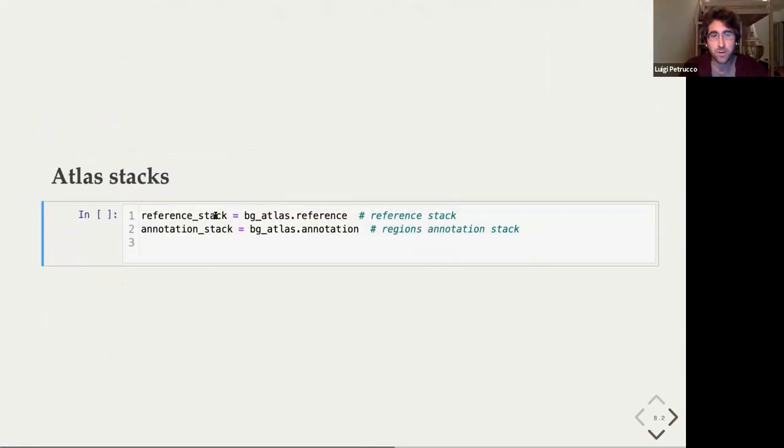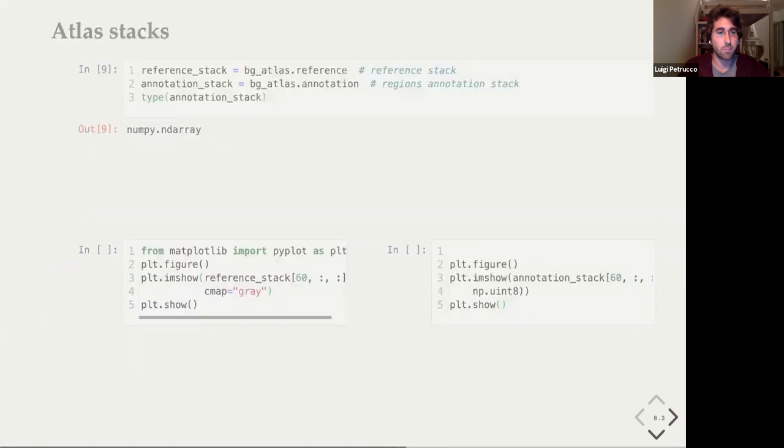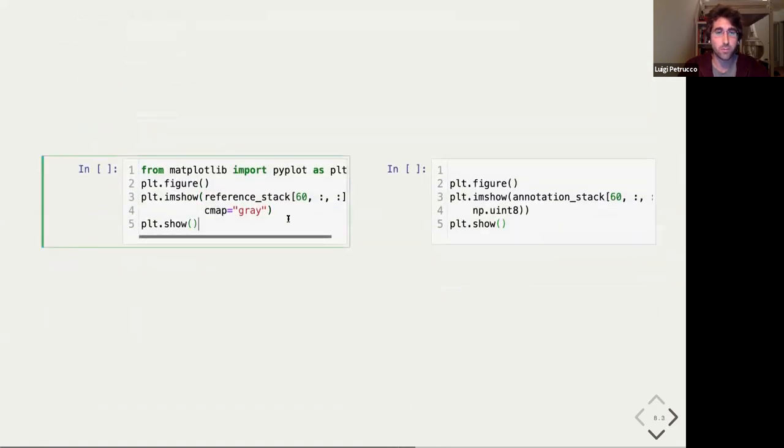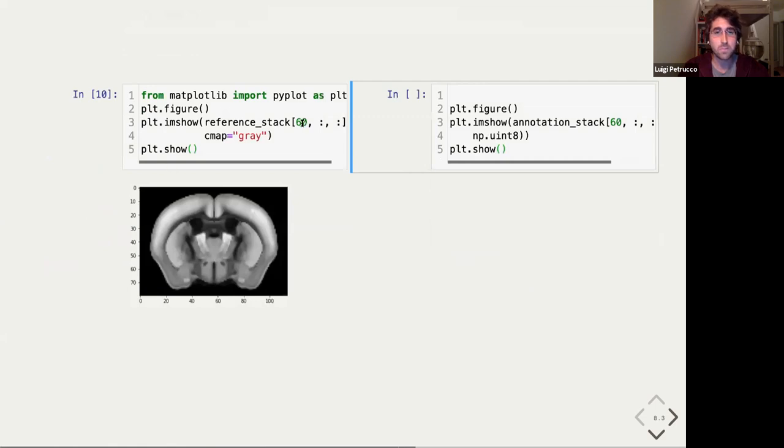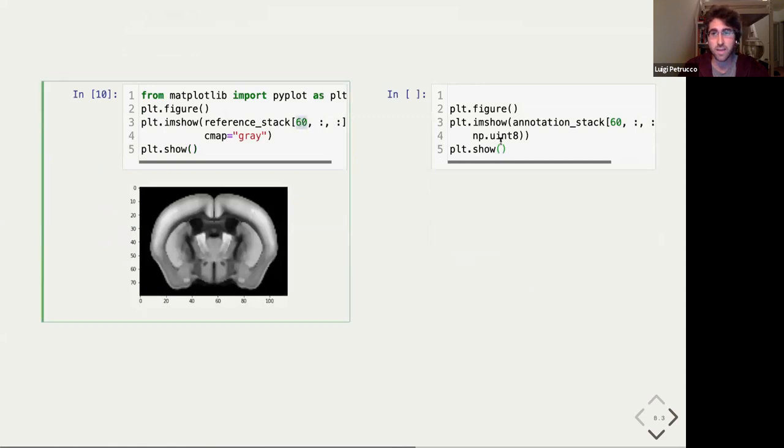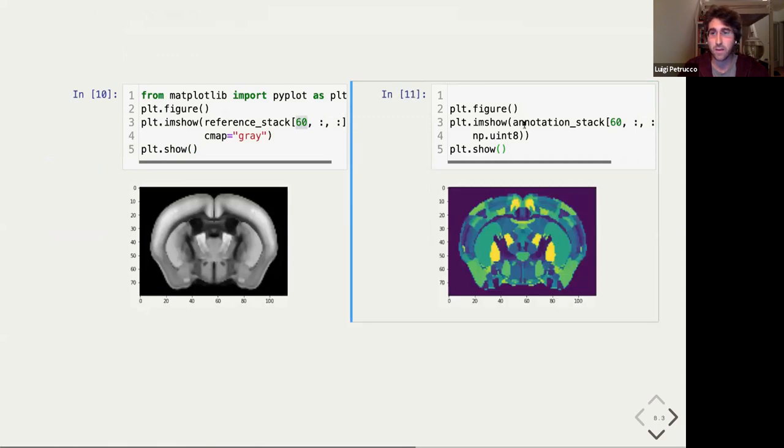The very important part is the reference stacks. So reference and annotation stacks are just properties of the BrainGlobe Atlas object, so we can very easily fetch them. And at this point, they are just NumPy arrays that we might want to plot. For example, here I'm just plotting a slice in the middle of the stack. And if I now look at the annotation, this is providing me the same image with a number that corresponds to each brain region that is comprehended in this stack.